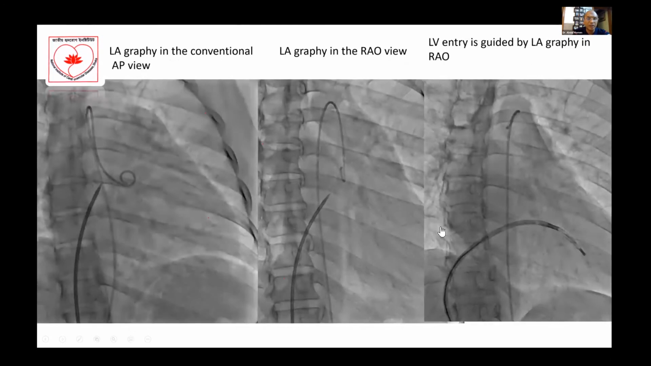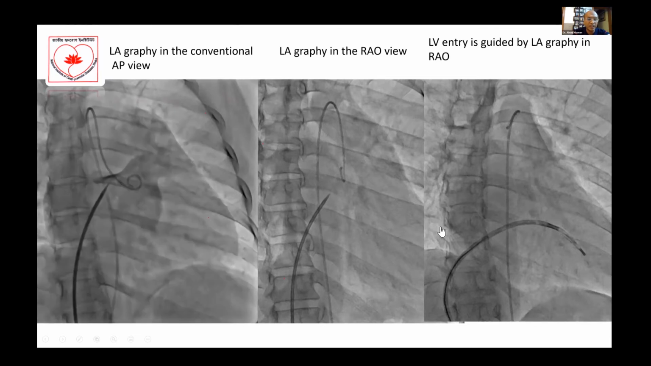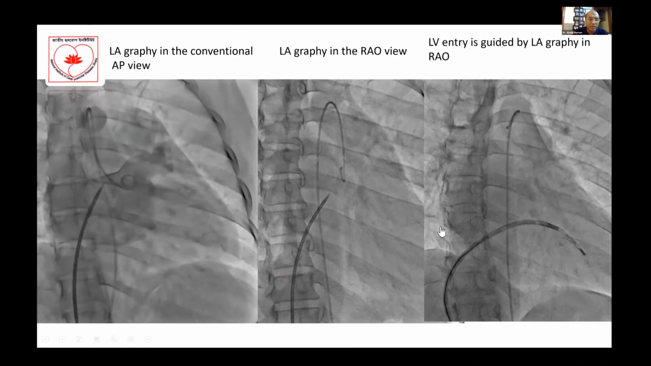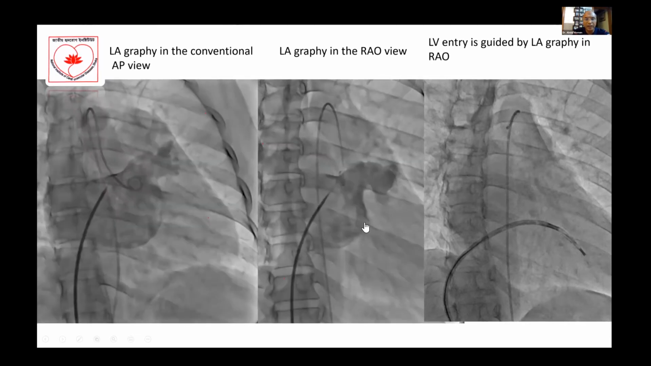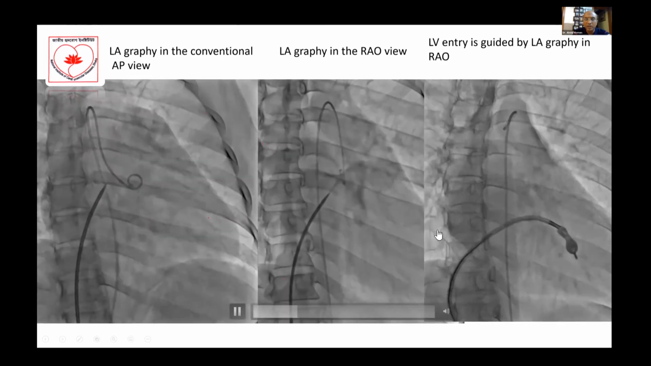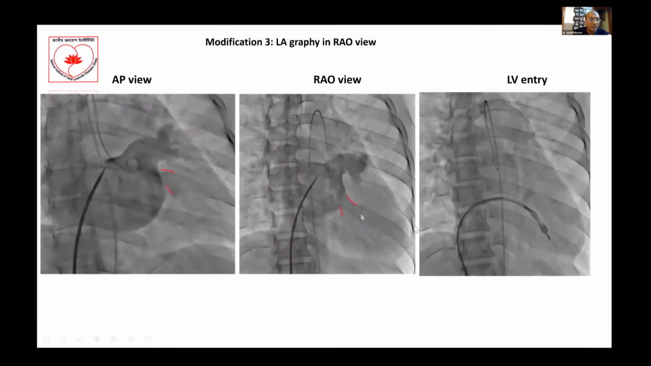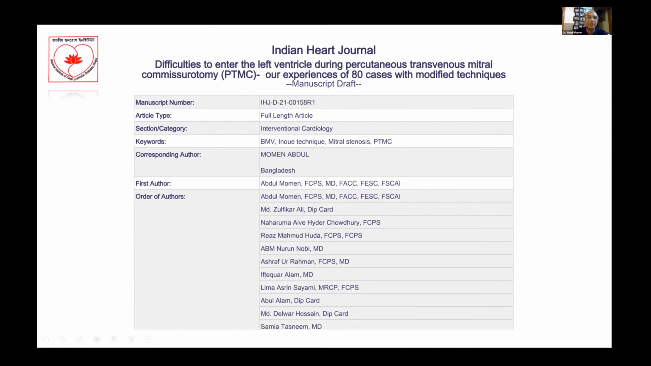We have done another modification of the standard Inoue technique. We nowadays usually take the echography in RAO view, and this helps us to cross the mitral valve. This is the echography in the other view, and this is the echography in RAO view, and this is how it helps to enter the LV. With these 3 modifications, we have 80 cases of PTMC, and this paper is going to be published in Indian Heart Journal soon. And we have many ASD cases.